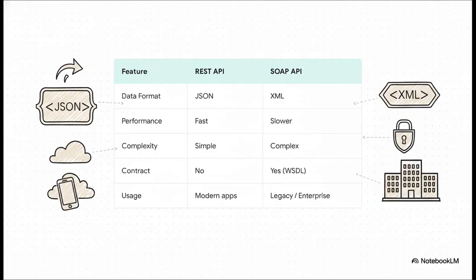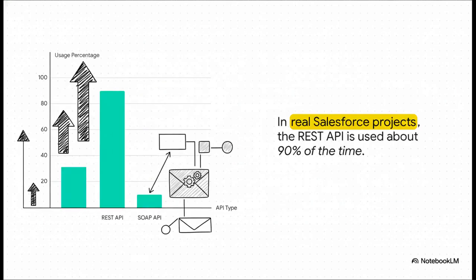On one side, you've got REST, using that lightweight JSON format. It's fast, it's simple, and it's built for modern apps. On the other side, you've got SOAP with its more detailed XML. It's a bit slower, definitely more complex, but it brings that rock-solid WSDL contract, making it the choice for big, demanding enterprise jobs. But what does this actually look like in the real world?